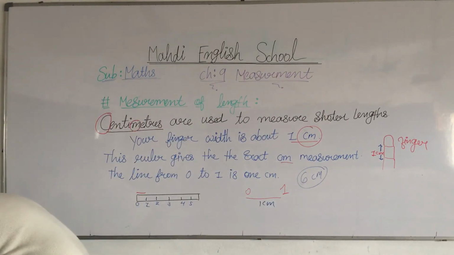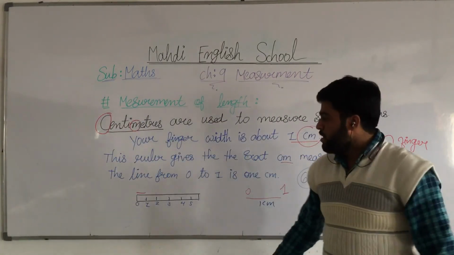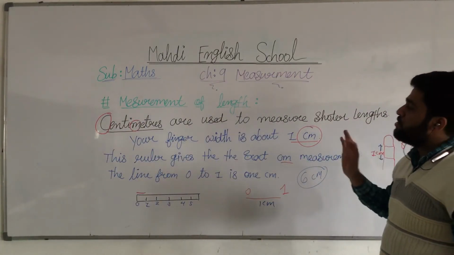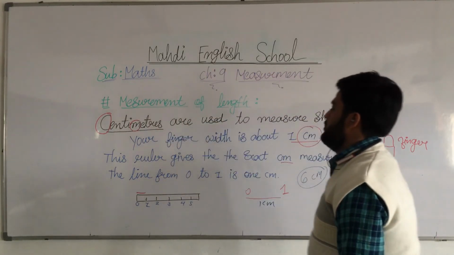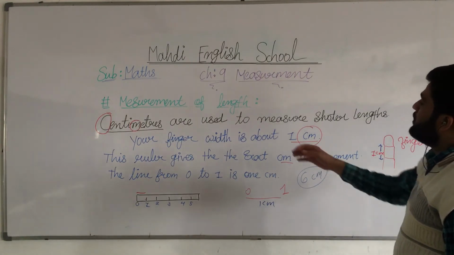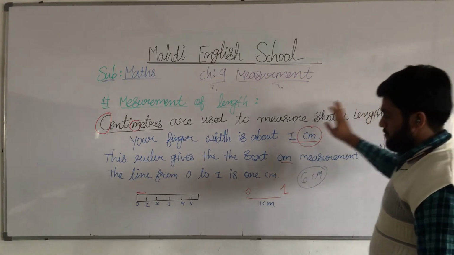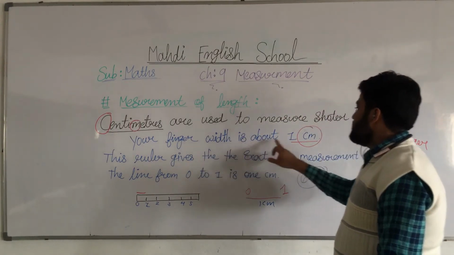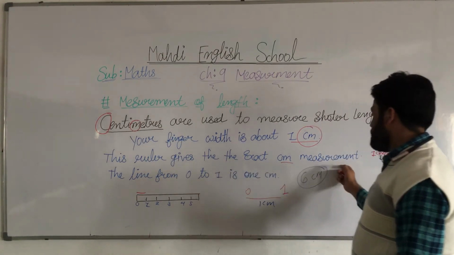In the same way, my dear students, we are going to check so many things. Okay, so now I hope you have understood the measurement of length, and the first topic is centimeter. What is a centimeter? Again I am going to repeat. Centimeters are used to measure shorter lengths. Your finger width is about 1 centimeter. The ruler gives the exact centimeter measurement.